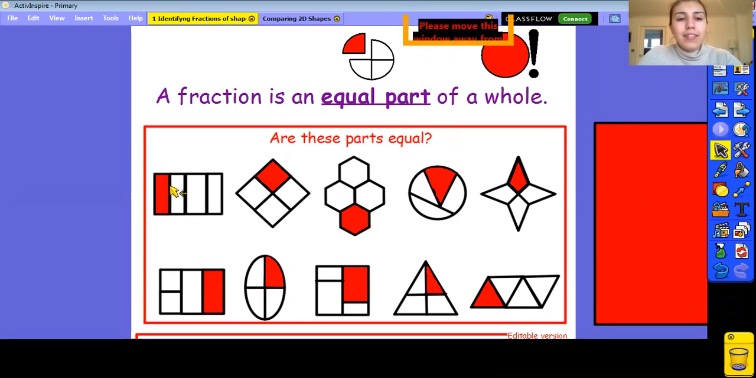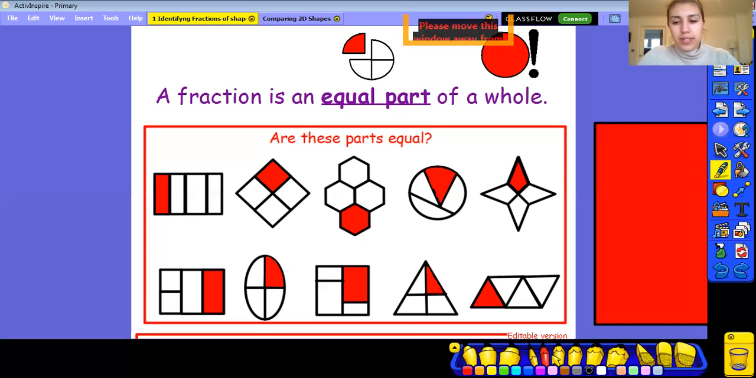So just have a look. Is this red part here equal to all these other parts? Well, hopefully you will have noticed that this part is bigger than the other parts. So these are not split into equal parts because these are the same size, but this one is larger. Is this red part equal to the other parts in this whole? Yes, it is. Well done. What about this part here? Is this red part equal to the other parts in our whole? Yes, it is. Well done if you said that as well.